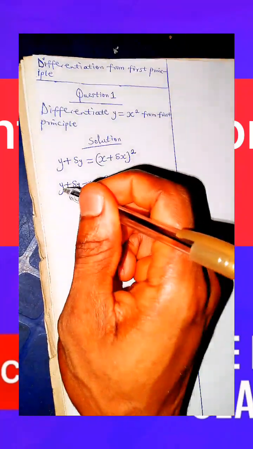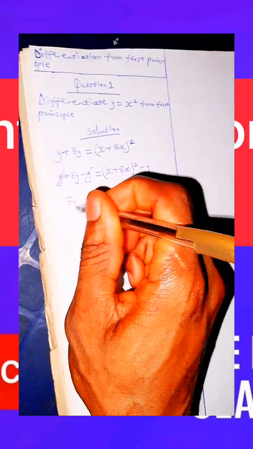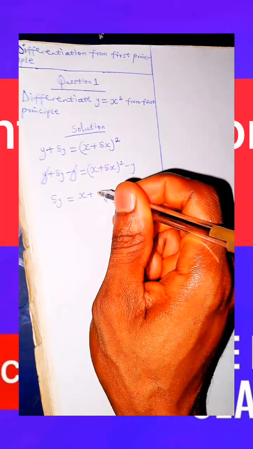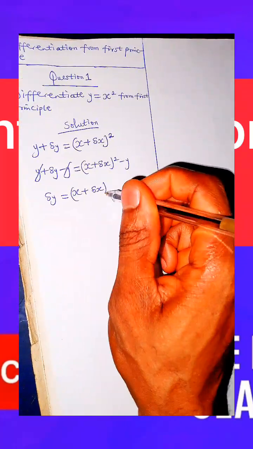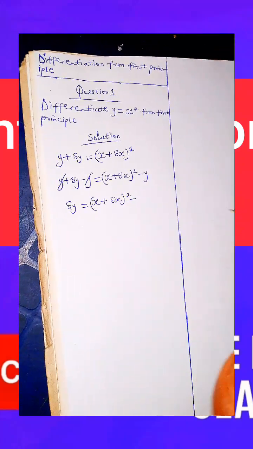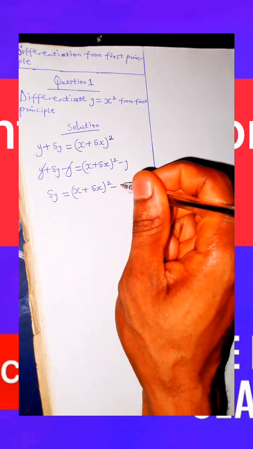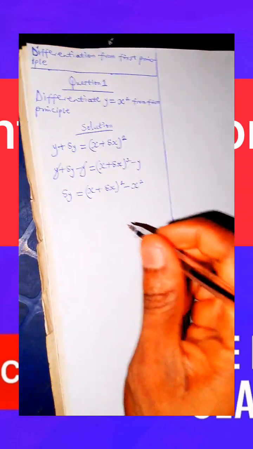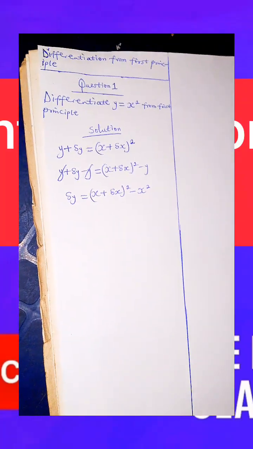y minus y is what? 0. So that one will go out. It remains delta y equal to (x plus delta x) squared minus, if we remember, our y is equal to x squared. So use that one to replace y here. So this is what we have left.